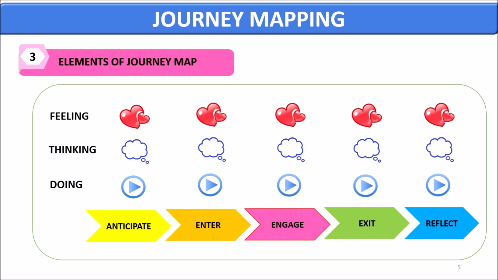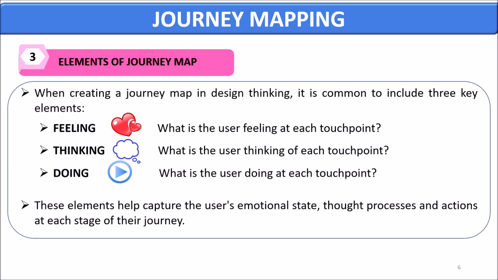Once it is done, the user will come to the exit stage. This stage shows the user's emotions, satisfaction level, and any final thoughts or feedback. Sometimes it also shows the frustrations the user may face. The reflect stage gives insights about the user's post-experience behavior and potential opportunities for improvement or further engagement.